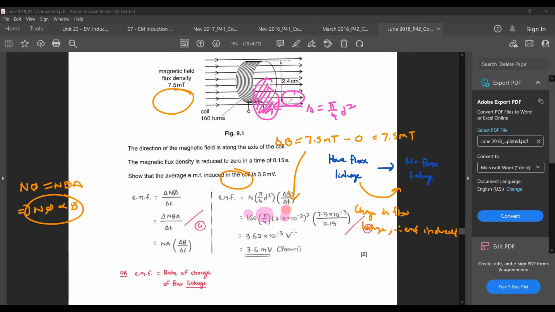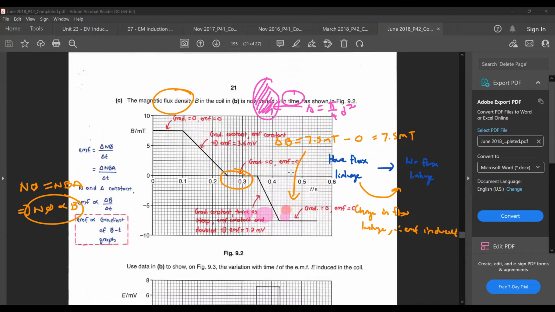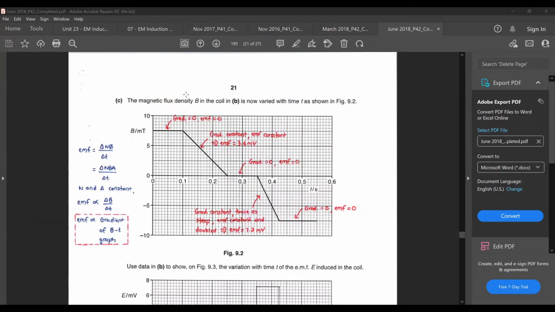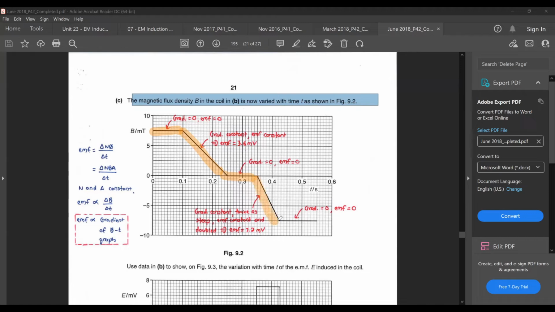Okay, then I move on to the next one. This one talks about graph drawing. They tell you now the magnetic flux density B in the core is varied according to time as shown in figure 9.2. This was the variation of your flux density with respect to time. They now ask you to use that same data to show on the next figure the variation with time of the EMF E induced inside the coil.